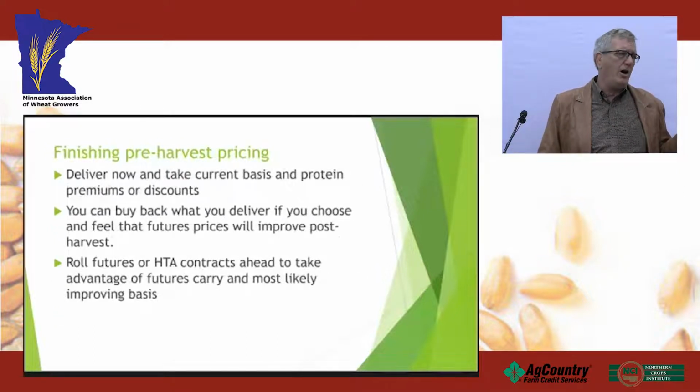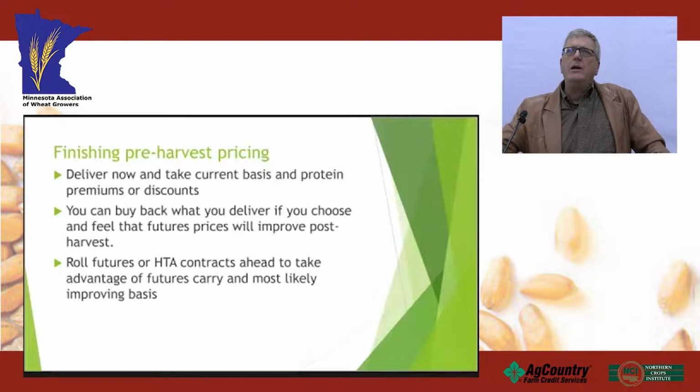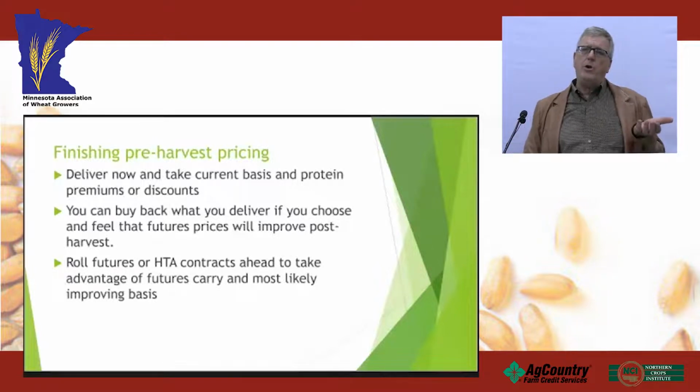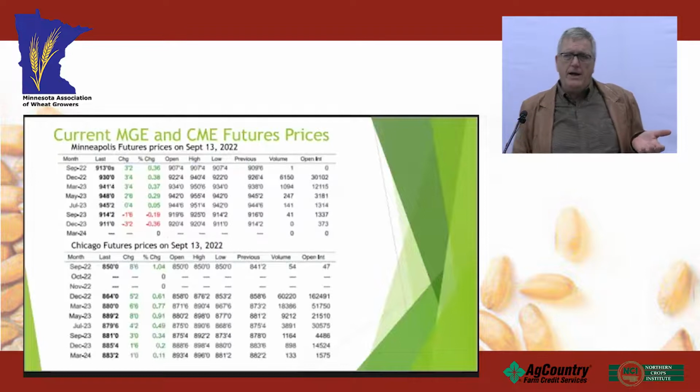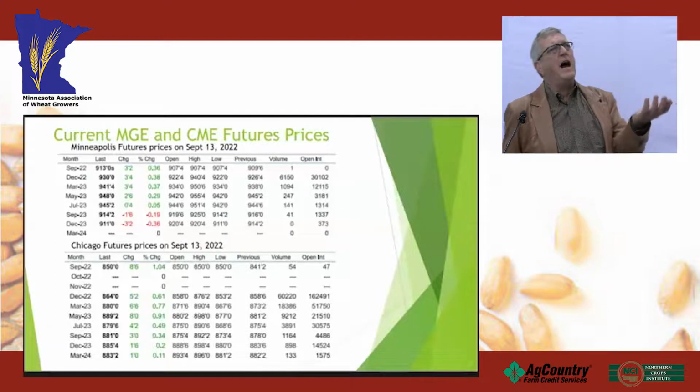We've got to finish pre-harvest pricing on anything that we haven't delivered yet. So we can either deliver it now, take current basis, and any protein discounts, if any, that are in play now. If you're going to do that without rolling it ahead because you don't have storage, or you're concerned about basis collapsing, or you're concerned about protein discounts getting wider, you can deliver that grain and you can buy back futures. And we looked at this a little bit earlier, but you have to decide which month you're going to buy back. And in my mind, I would buy July 23 futures if I'm going to re-own some or all of the product that I've already sold, whether that was pre-harvest marketed or if I'm marketing it now.